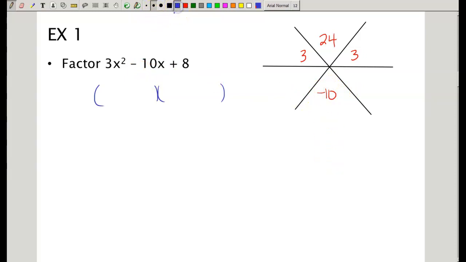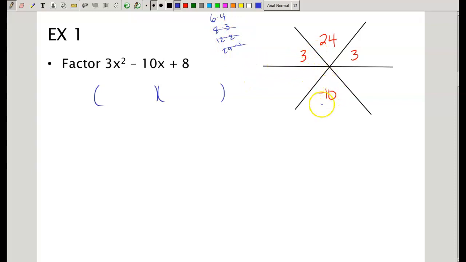Then the process is exactly the same on the next step. We're just going to think about two numbers that multiply up to 24, but also add up to negative 10. So we think about our combinations for 24. What multiplies up to 24? Well, 6 times 4, 8 times 3, 12 times 2, 24 times 1. And you think about what has the possibility of adding up to 10, or negative 10, and that's only going to be 6 times 4.